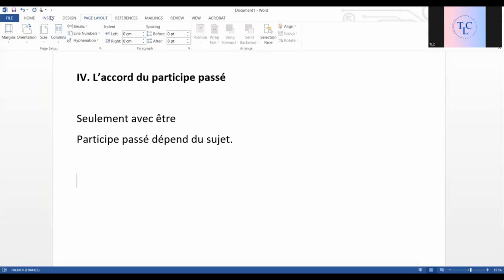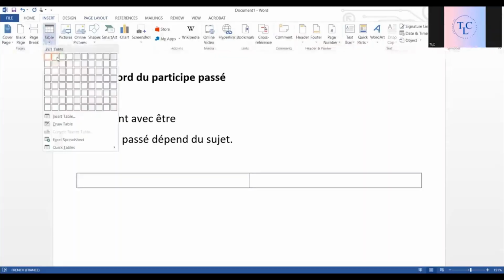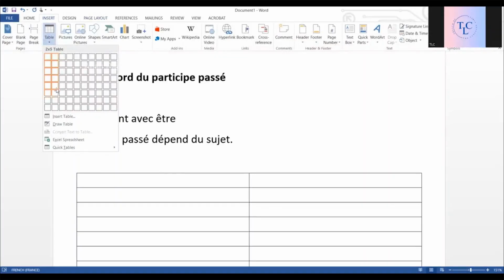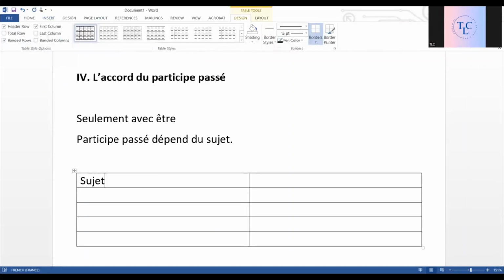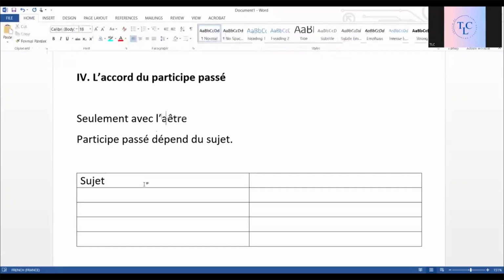How? So, only if the auxiliary verb is être, okay, seulement avec l'auxiliaire être. Okay, so whenever the auxiliary verb is être, the past participle depends on the subject. Let's see how.